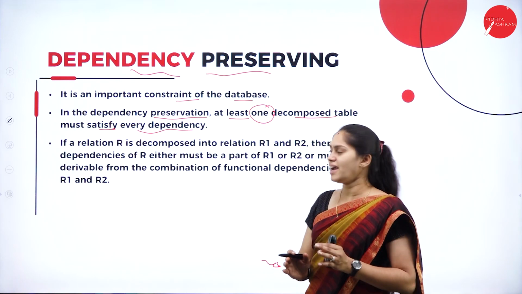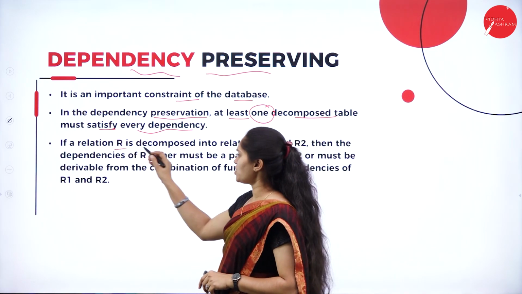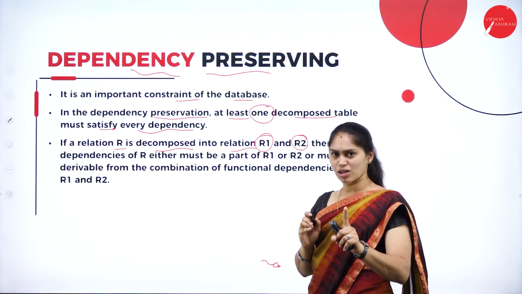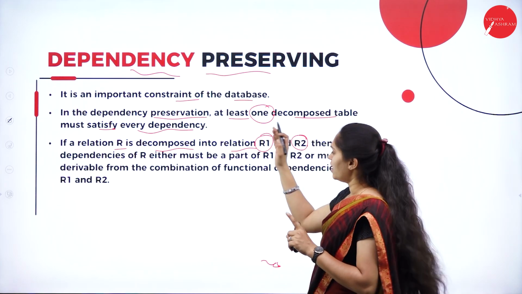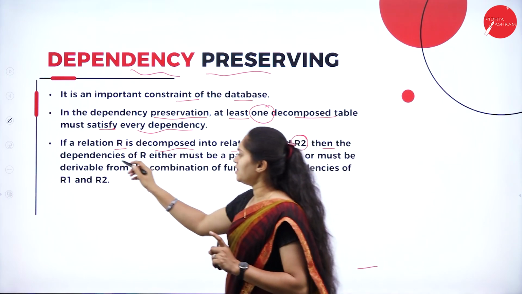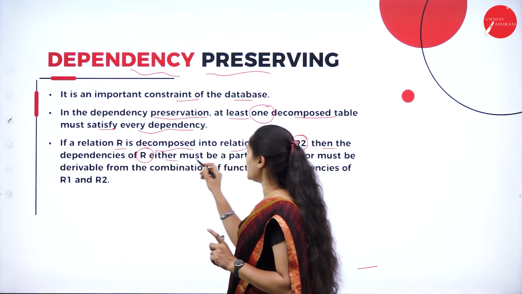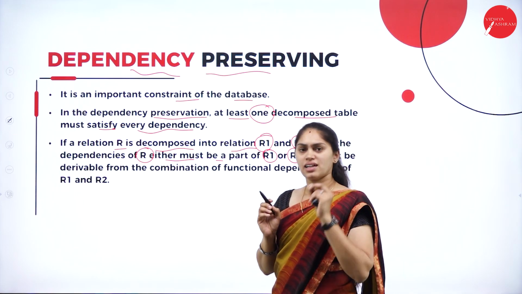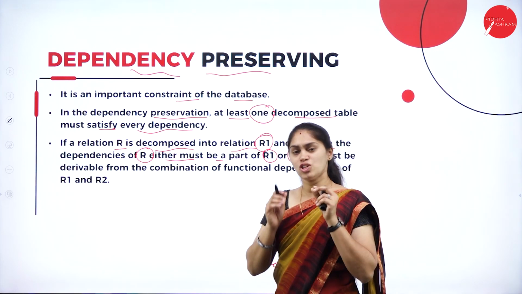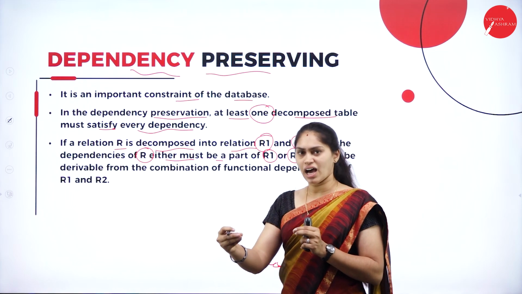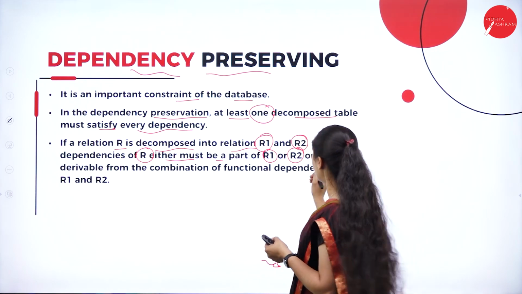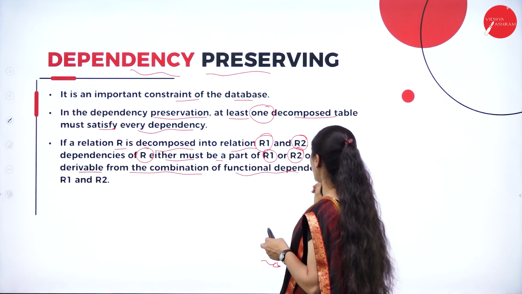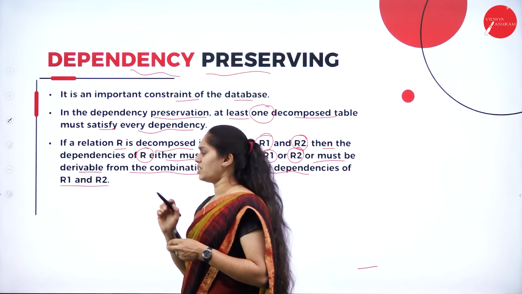That has to be there. So why? Because if a relation R is decomposed into relations R1 and R2, I have a table called R that is divided into R1 and R2, then the dependencies of R must be a part of either R1 or R2. So the content we had in R should be present either in R1 or in R2, or must be derivable from the combination of the functional dependencies of R1 and R2.